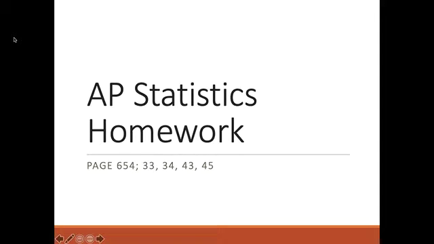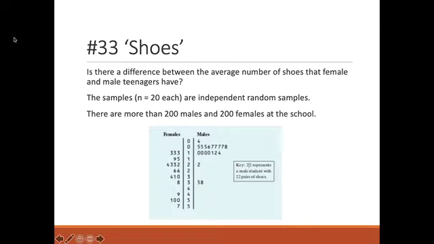Let's take a few minutes and look at our 4 practice questions over 2 sample T procedures. So questions 33 and 34 are about deciding if the conditions are met in order to complete a significance test or in order to construct a confidence interval. Is there a difference between the average number of shoes that female and male teenagers have?